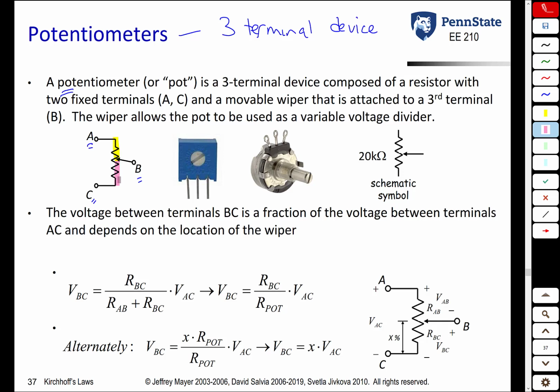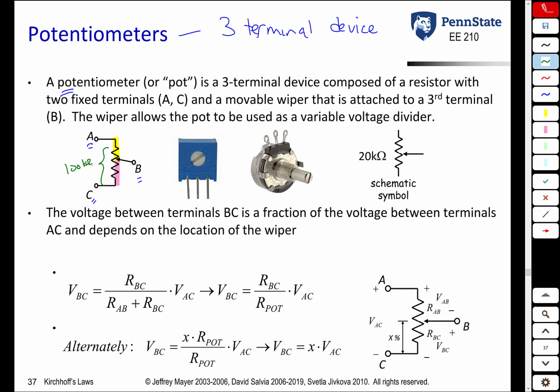So it turns out that the total resistance between A and C is constant, and that is the value of the potentiometer. For example, if you have a 100K potentiometer, which is what we have in our labs, it means that this total resistance would be 100 kiloohms.